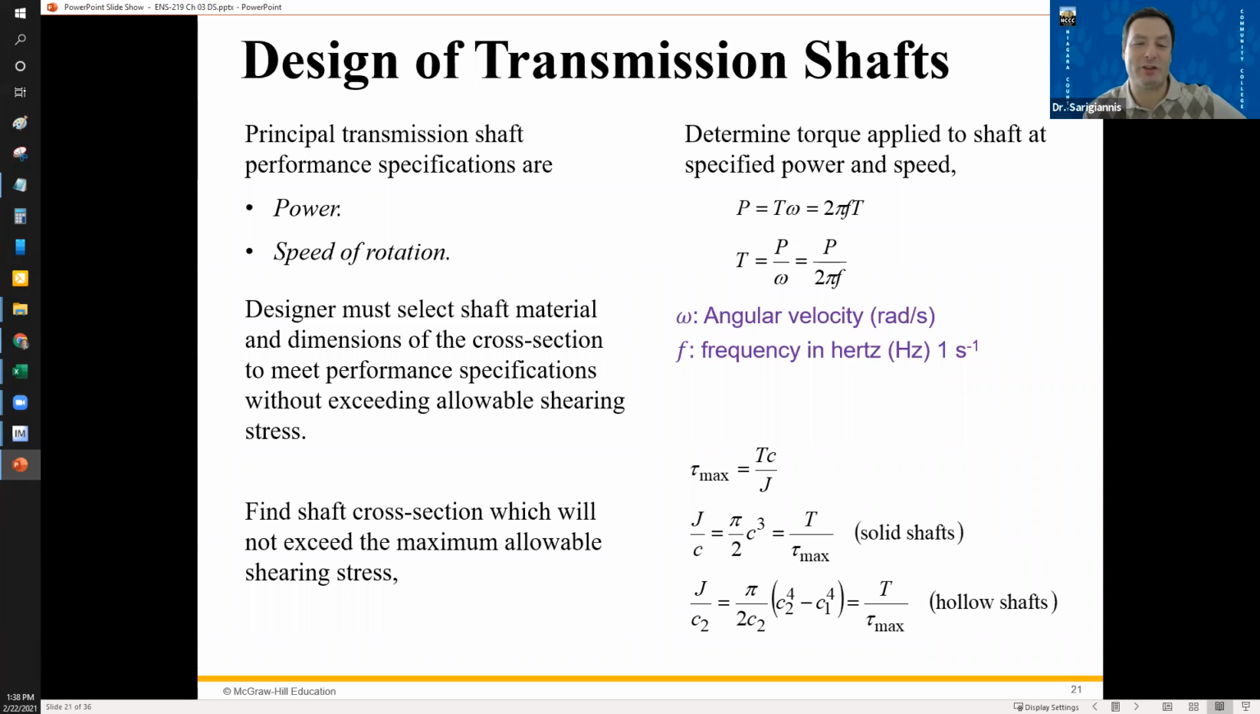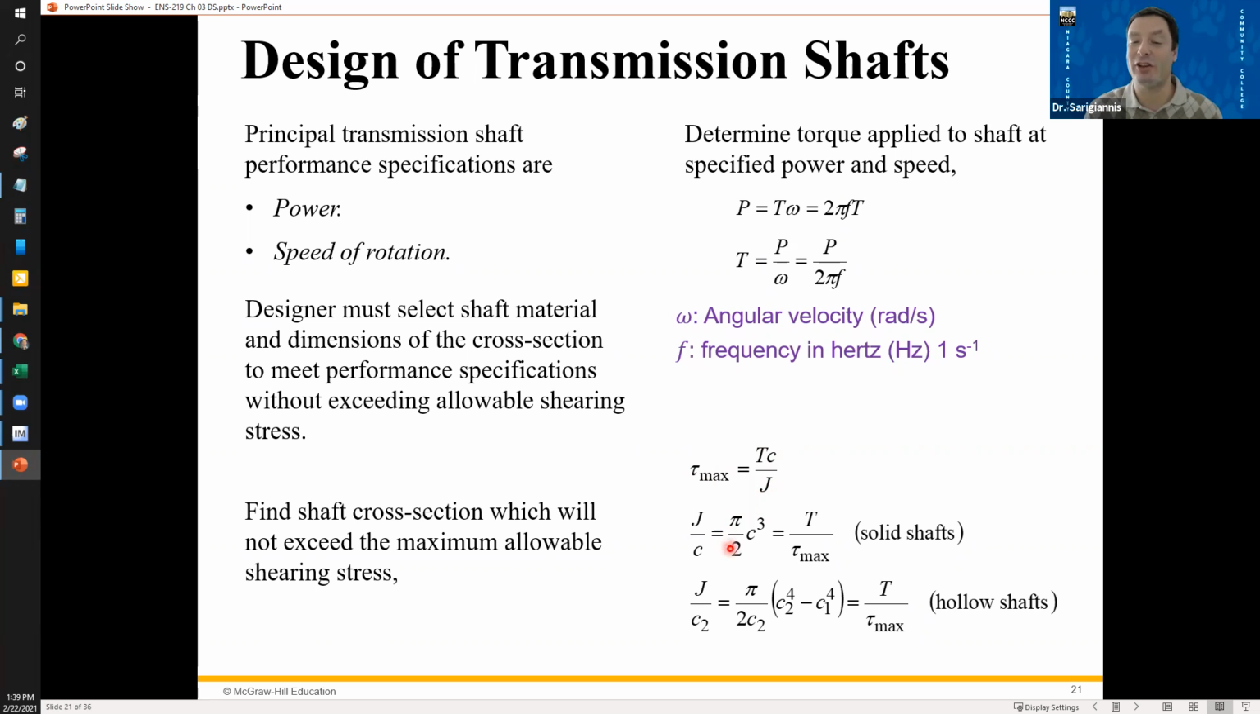Shaft cross section. You're going to be asked this many times. What's the shaft cross section that will not exceed the maximum allowable shearing stress? Remember, we learned that the max shear stress occurs at the max diameter. Whether you use a solid shaft or a hollow shaft is going to affect that. So we start off with our equation: our max shear stress is equal to torque times radius over polar moment of inertia.